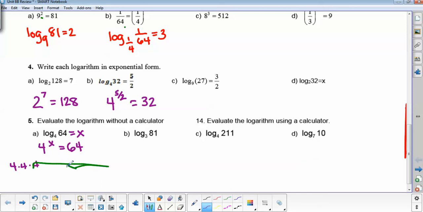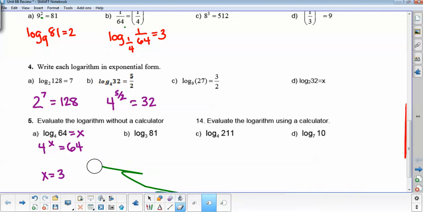So since 4 times 4 times 4 is 64, the x is going to have to be 3, because there were 3 of those 4s. All right, so b is going to be similar. You're going to write equals x after it, and then you're going to rewrite it as an exponential and solve it, but I'm going to let you do that one on your own.